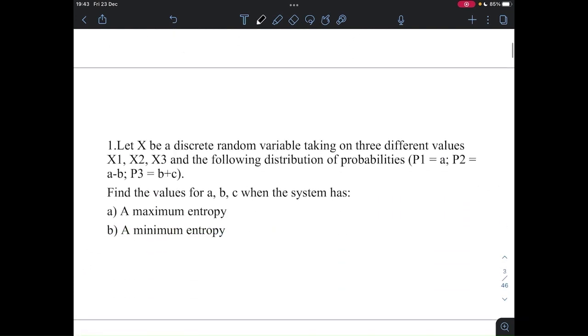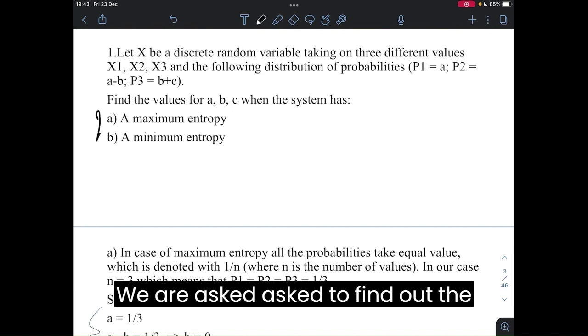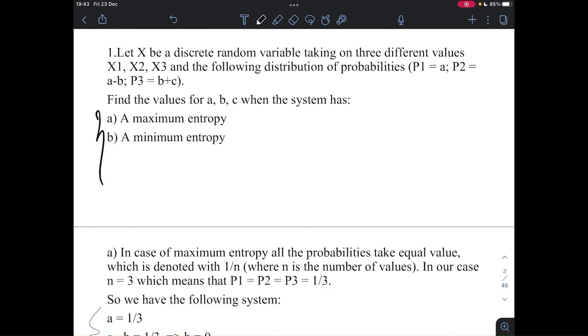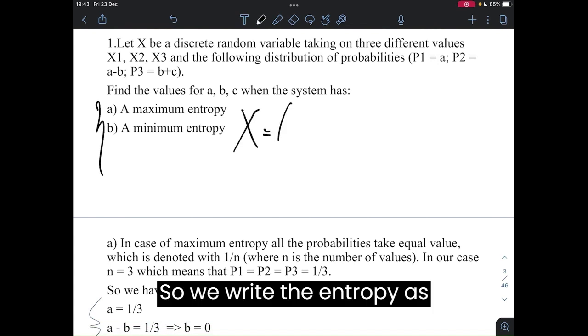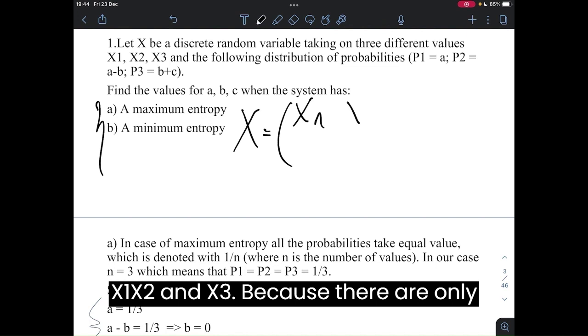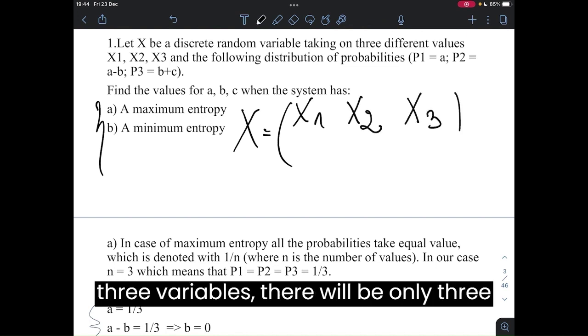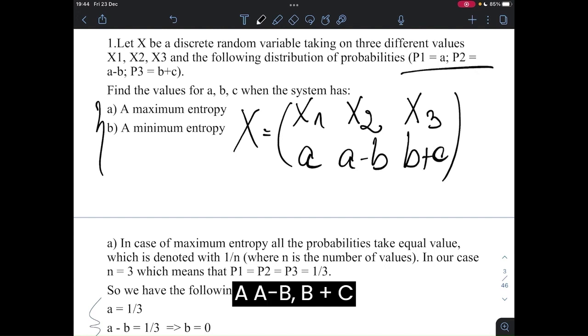So, going forward to our first problem, we are asked to find out the maximum and the minimum entropy. So we write the entropy as x equals the experiment equals x1, x2, and x3, because there are only three variables, there will be only three events. Now we write below their corresponding probabilities a minus b, b plus c, as given in the problem.